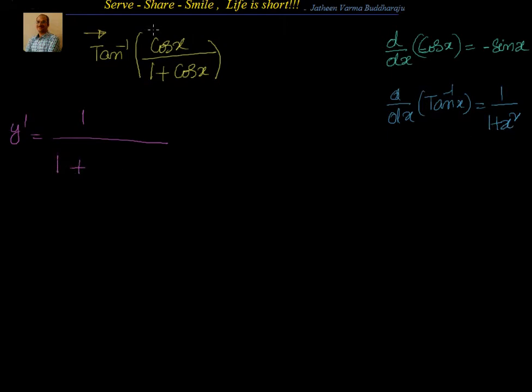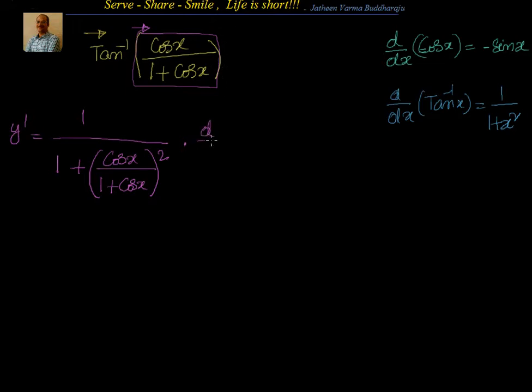x square. Now what is the value of x here? This is my x, that is cos x by 1 plus cos x whole square. Then after that, if I move to the next level, I see cos x by 1 plus cos x, which itself is a ratio or quotient of two functions. So I have to apply again the u by v rule on that.